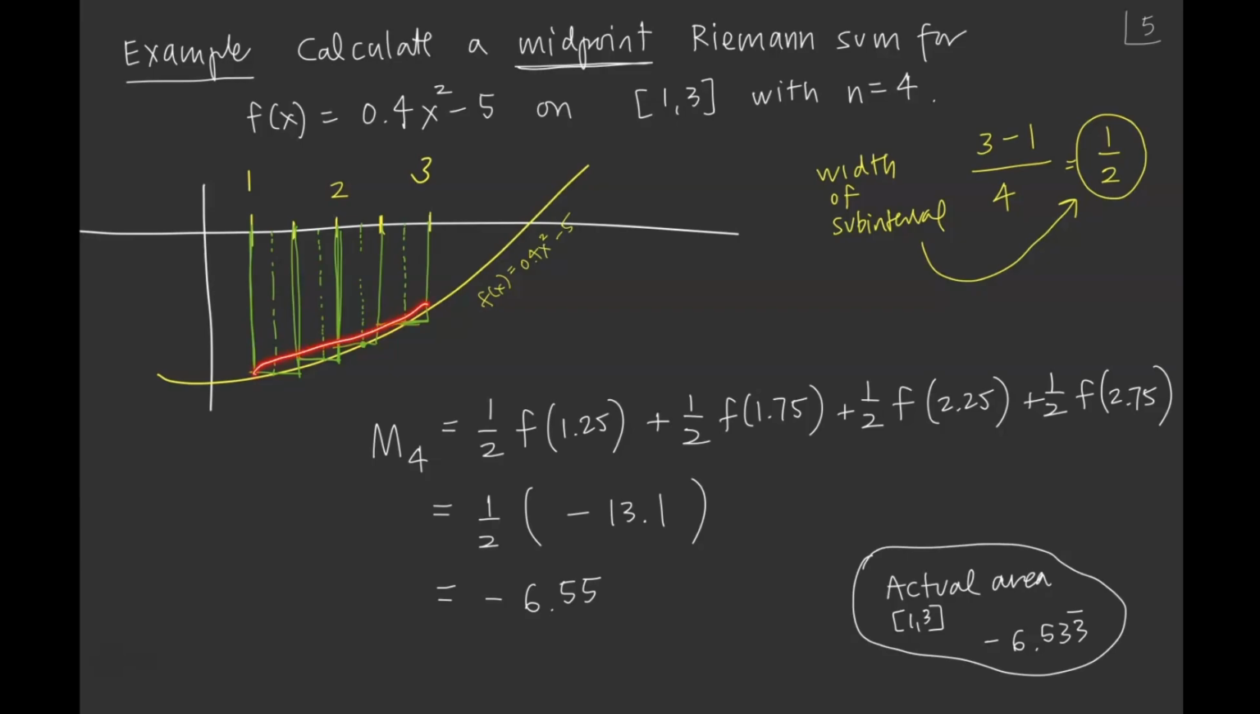We don't know how to find the real area yet, where we follow the curve exactly and find this area. We're using Riemann sums just to estimate it, but we can already see that this estimate is actually pretty good. With that midpoint estimate, we got negative 6.55. The actual area between the curve and the horizontal axis is negative 6.533. So this midpoint Riemann sum is a pretty close estimate.